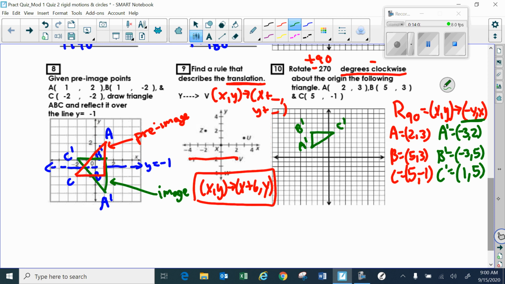All right, that goes ahead and covers the practice test. Every problem explained.